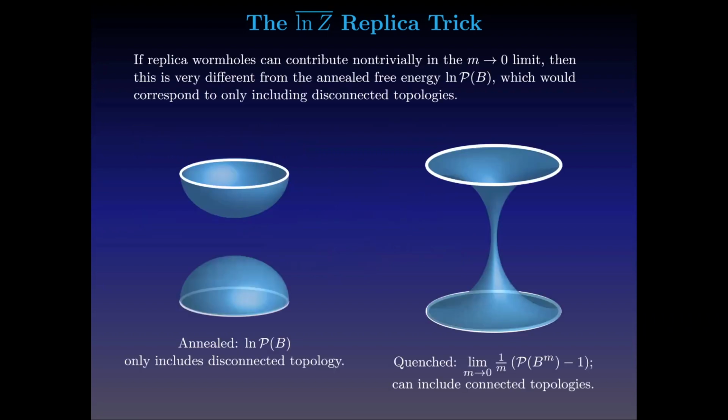So just a comparison between the annealed and quenched free energies here. If replica wormholes can actually contribute non-trivially in the m goes to 0 limit, then this is very different from the annealed free energy. The quenched free energy and the annealed free energy are going to be very different. In the annealed case, we are only going to get contributions from disconnected topologies. And in the quenched free energy case, we actually can get contributions from connected topologies and replica wormholes. So this is an example where we have something connecting two boundaries. Of course, the real question is what can actually dominate in the m goes to 0 limit, whether replica wormholes can contribute in the m goes to 0 limit.